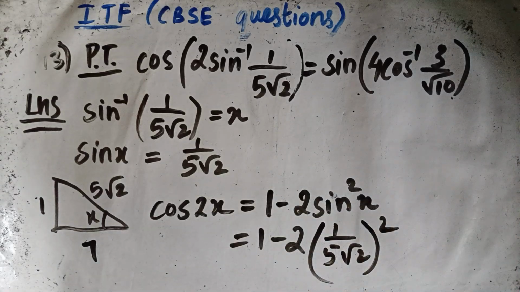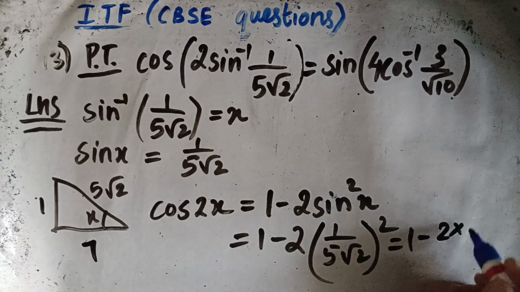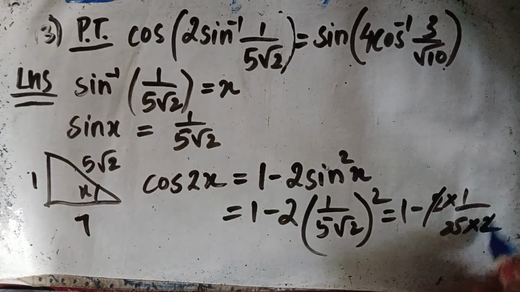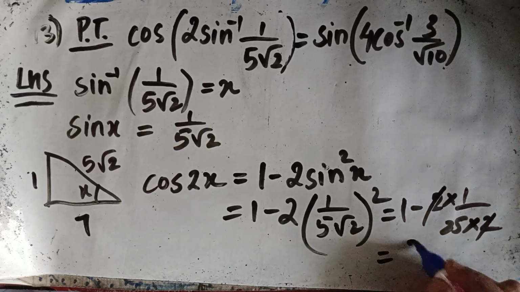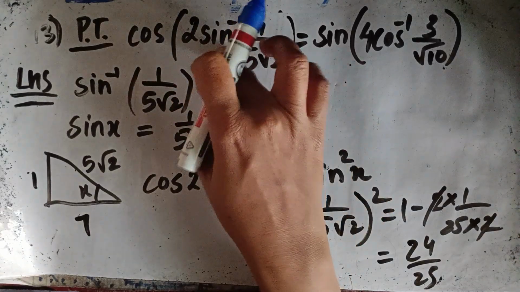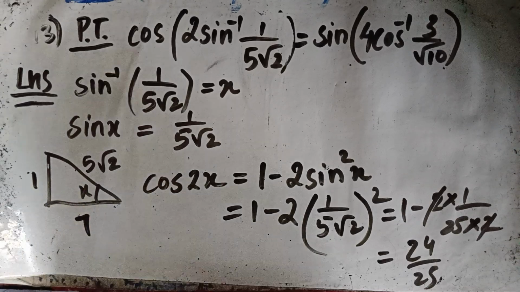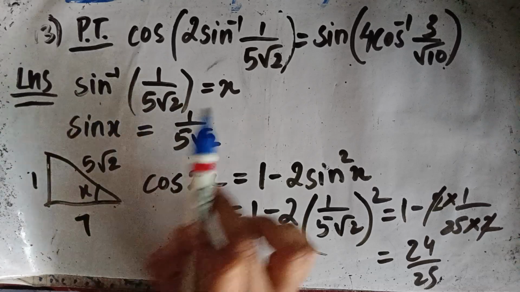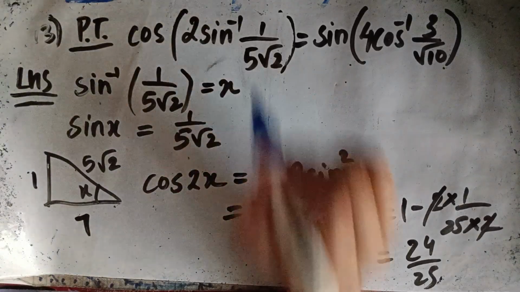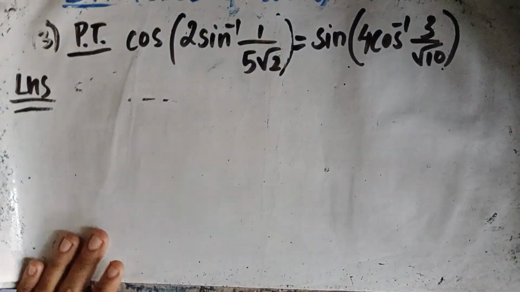Okay. So this is nothing but 1 minus 2 into 1 upon 25 into 2. So 25 minus 1, which is 24 upon 25. So we got the value of this. Actually no need to construct the triangle because we don't need any other value. We only needed the sine of x value, correct? So this is 24 by 25. Okay, so we got the LHS as 24 by 25.